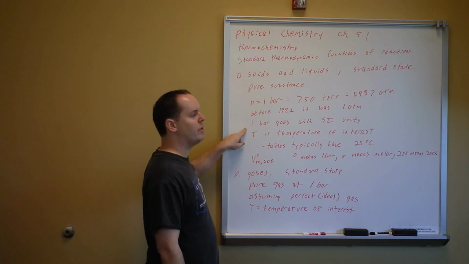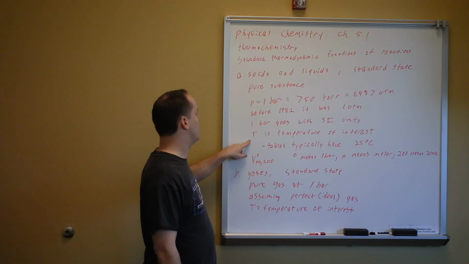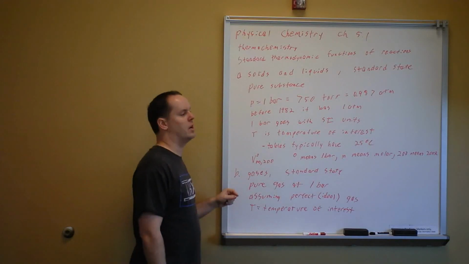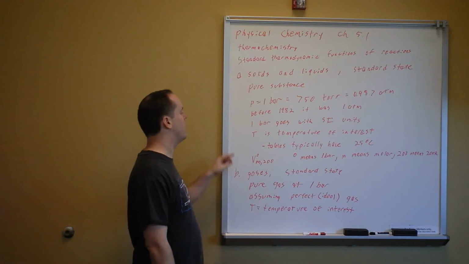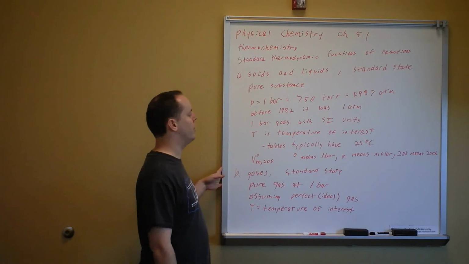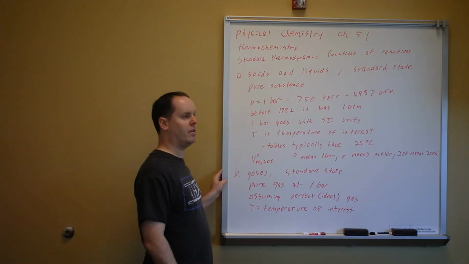1 bar, of course, the reason we do that is because that's with our SI units. The temperature can be anything. The standard state does not imply a specific temperature. It can be 10 kelvins, 1,000 kelvins, whatever you're interested in. Tables, of course, they try to be consistent, so usually they'll have something like 25 degrees Celsius, because that's roughly room temperature.